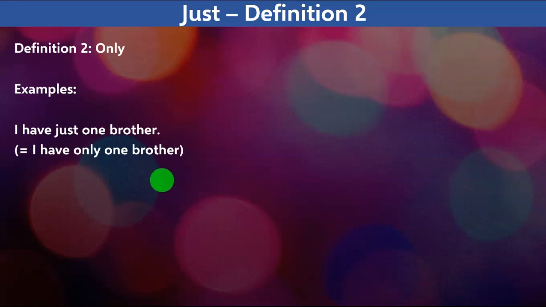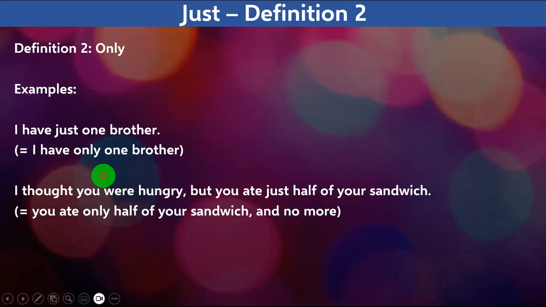If you remember, I said that in the beginning of the video. I have just one brother. I have only one brother. I thought you were hungry, but you ate just half of your sandwich, right? Which means you ate only half of your sandwich and no more, right? So you can also say, I thought you were hungry, but you ate only half of your sandwich. So here is where the word just in definition number two can be used for only. Okay, so just and only can be used interchangeably in these situations, right?